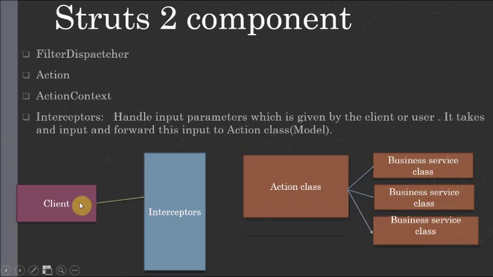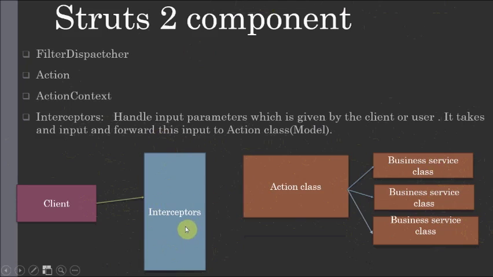What happens is the client makes a request to the interceptors, like get a student name. Interceptors are not directly connected to the business service classes, otherwise this is a complex task, a really complex architecture. So one common class is the action class here, because business service is different for different applications. But the action class and interceptors are part of the framework.